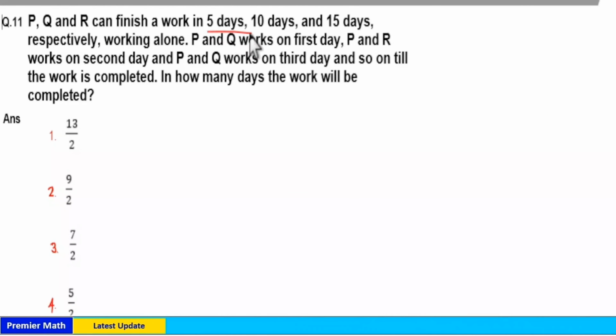P, Q, R can finish a work in 5 days, 10 days and 15 days respectively working alone. P and Q work on first day, P and R work on second day, P and Q work on third day and so on till the work is completed. In how many days will the work be completed?